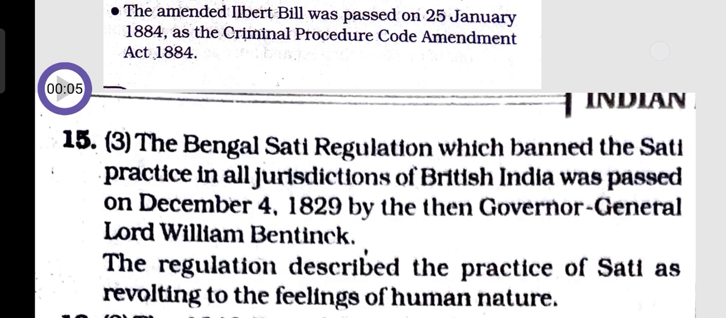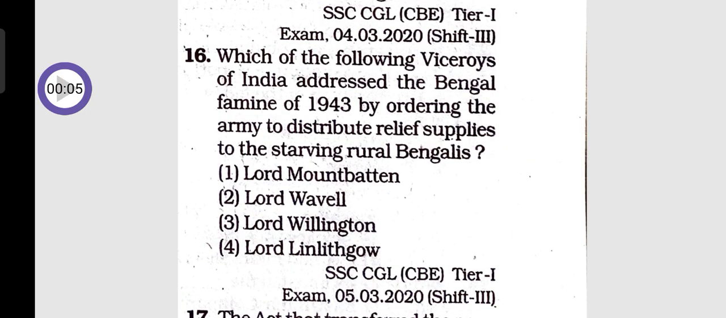Question number 16. Which of the following viceroys of India addressed the Bengal famine of 1943 by ordering the army to distribute relief supplies to the starving rural Bengalis? Option 1 Lord Mountbatten, option 2 Lord Wavell, option 3 Lord Wellington, option 4 Lord Lithgow. So the answer is option 2 Lord Wavell.